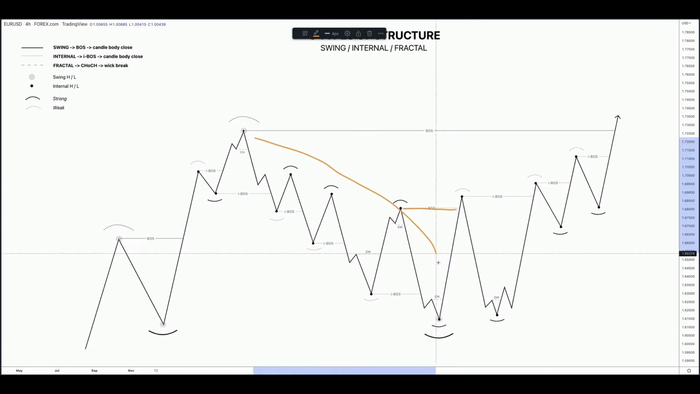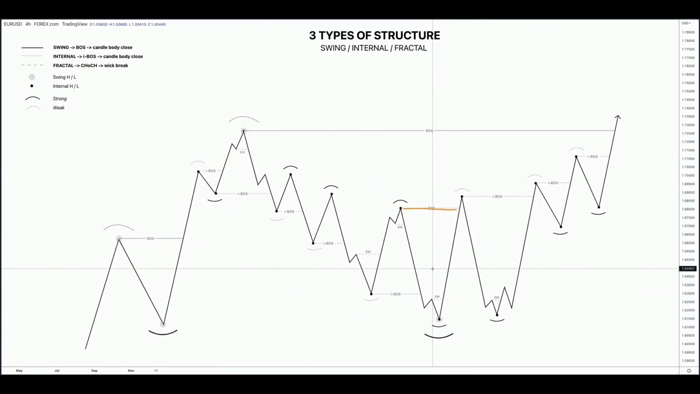Well, that signals the end of the swing pullback, doesn't it? Okay, so now we have true structural alignment. The internal structure is aligned with the swing structure. And now when price comes back down, what do we have? We have a strong internal low to buy from. We understand this should be protected, that price shouldn't trade any lower than this line, the low. So as price comes into here, we can look for buys straight away.